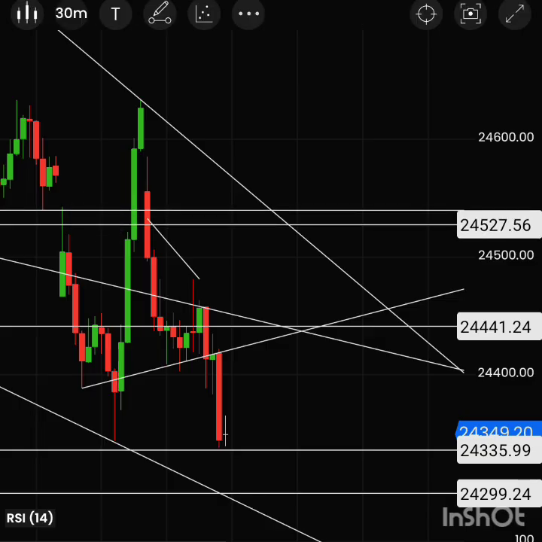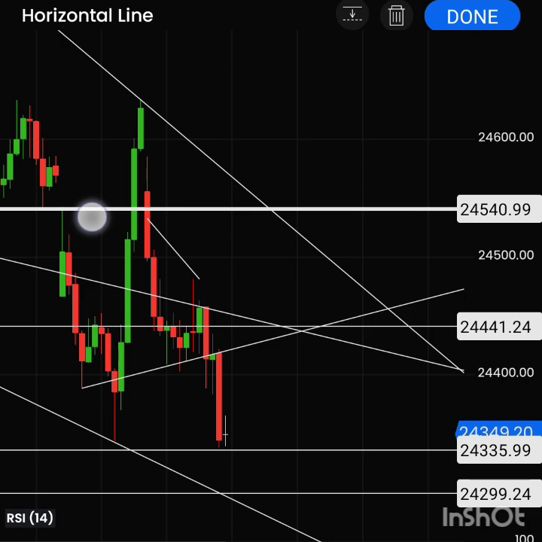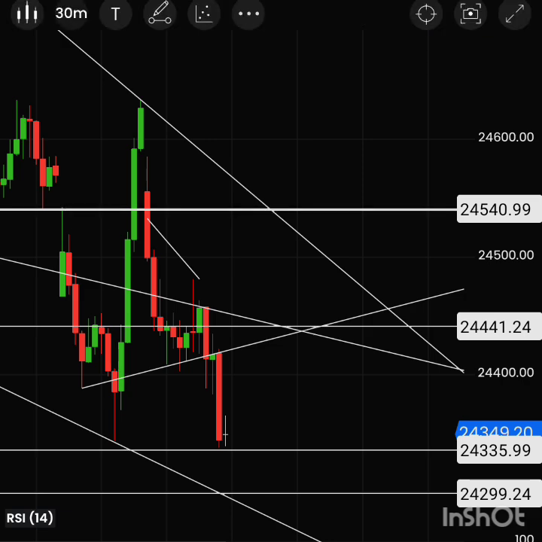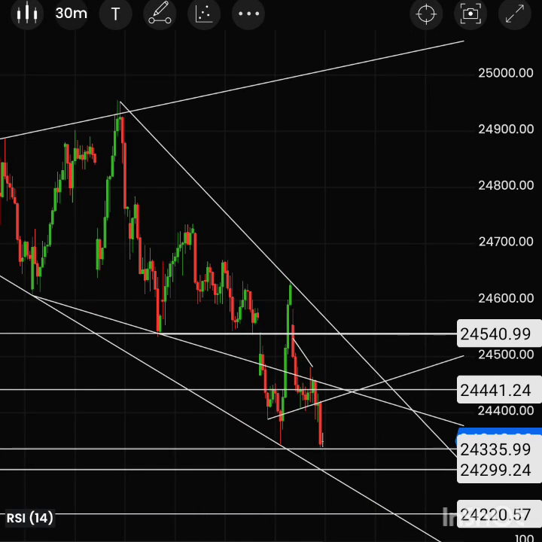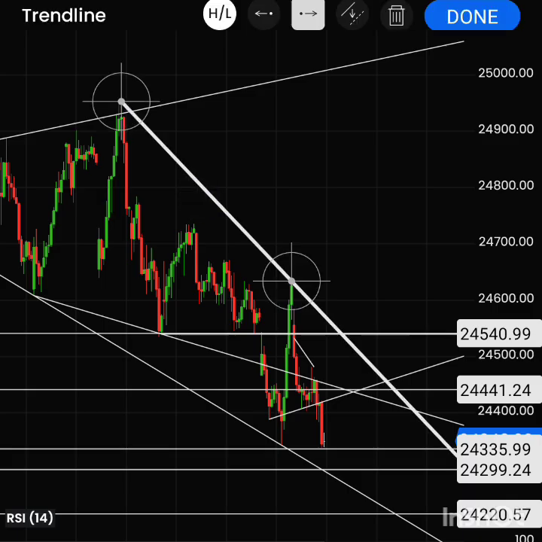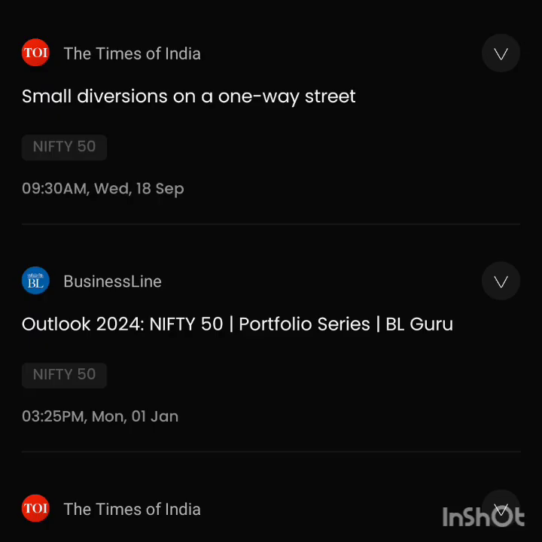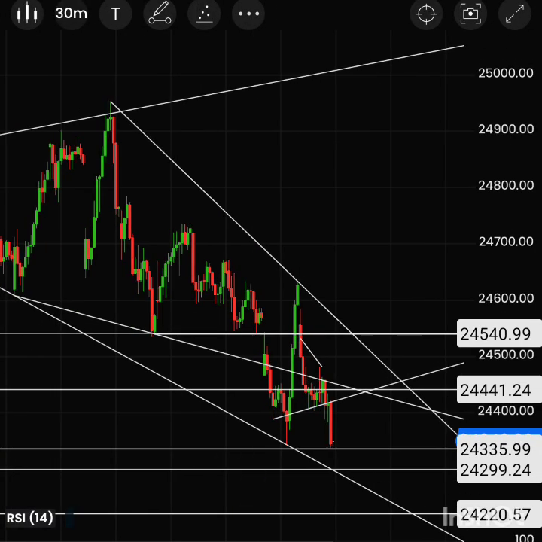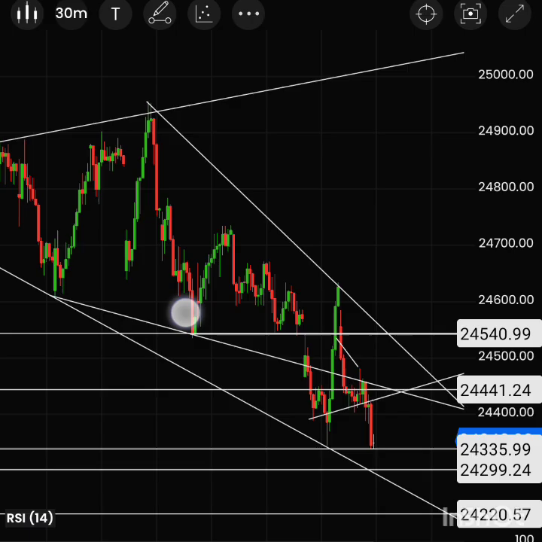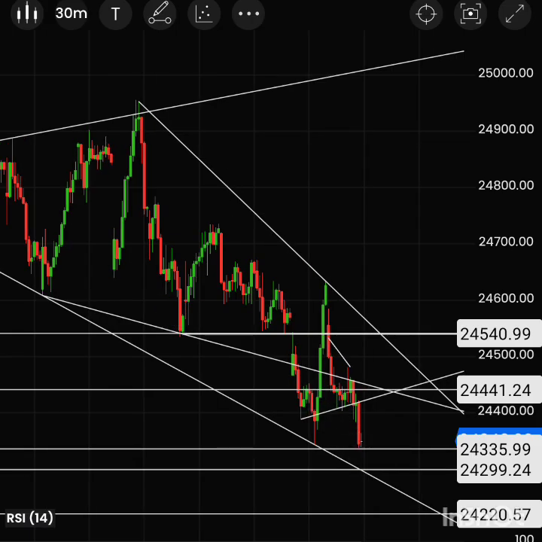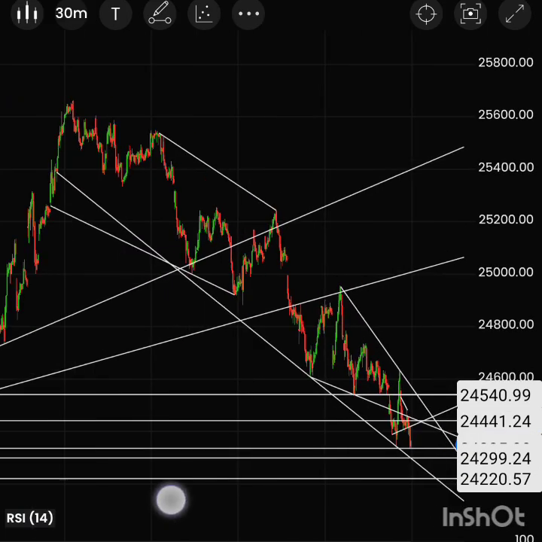And on the upside, if any movement above this one, then we can move towards here, that means the 24,520 to 550 range. This will be very strong because you can see this line, that is the current resistance of the Nifty falling channel. So we need to close above 24,540, then only we will get an upside from the Nifty.